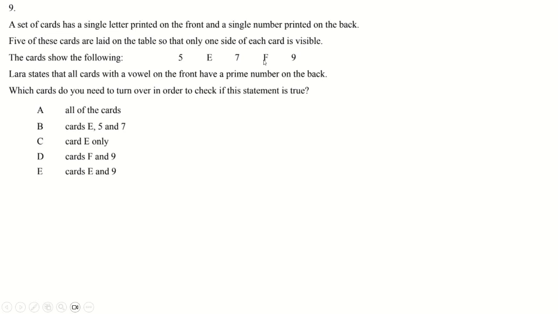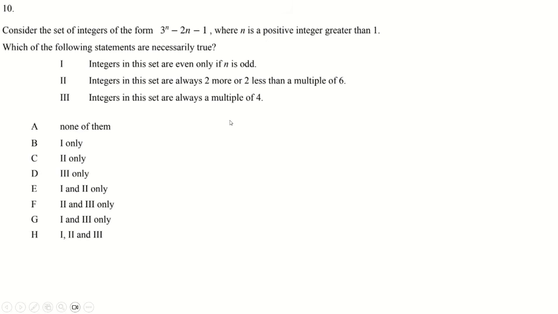You don't have to check F because she hasn't made a statement about non-vowels. You don't have to check 7 because even if you turn 7 over and it was like an F, again, she hasn't made any statements about non-vowels, so that wouldn't matter. So E and 9 are the only two that you actually have to look at, and we can move on from there. This is quite a cool question.